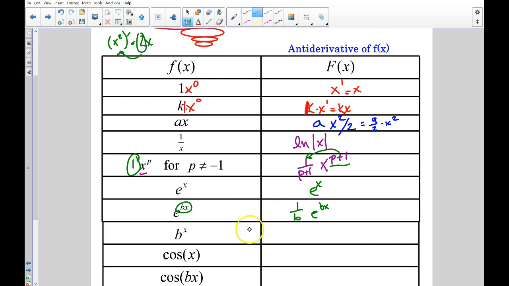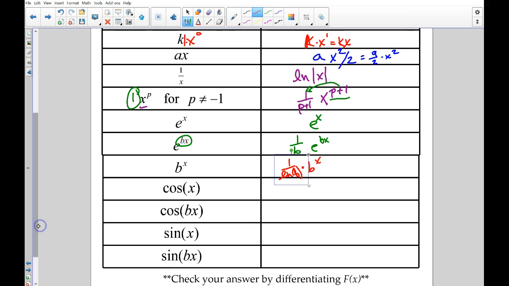b to the x, this was b to the x, and then normally we would have times the natural log of b. But again, since we're undoing differentiation, I'm not going to have multiplication, I'm going to have division. Right now I'm writing it as 1 over the natural log of the base. You can do b to the x over ln b, same thing.